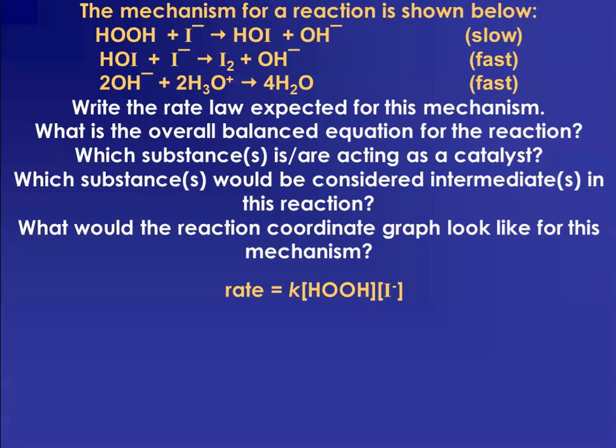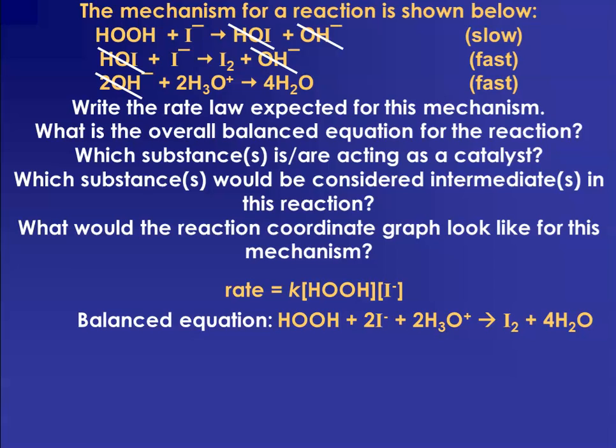The overall balanced equation is just combining these three individual steps together. So this is like Hess's law in the sense that if a reactant is found on the product side, its concentration would cancel out. But if you find it in more than one reactant or more than one product for the equations, you would add them together. So our balanced equation would cancel out the HOI. It would also combine together the OHs, and the I minuses would be added, and we would get HOOH and two I minuses along with two H3O pluses, forming I2 and four H2Os.